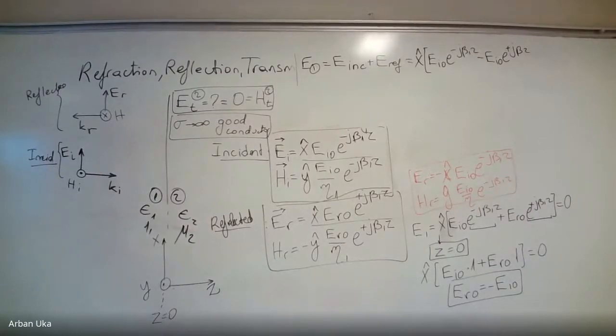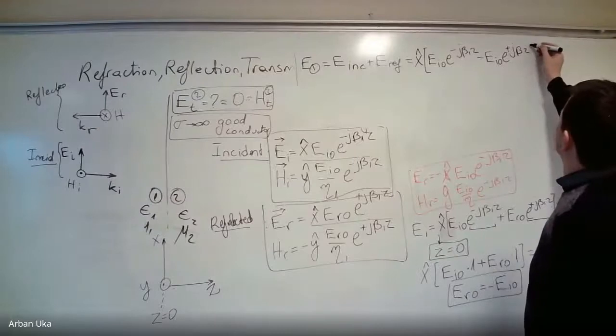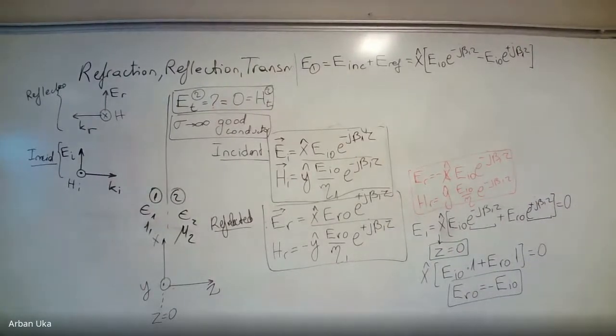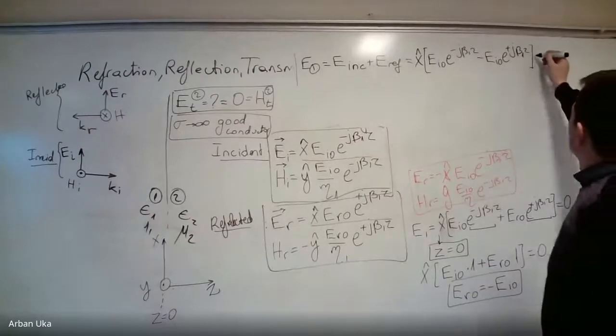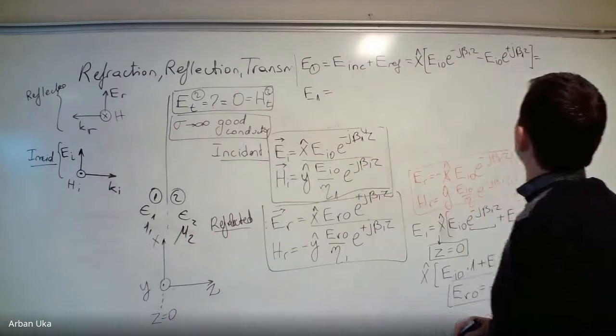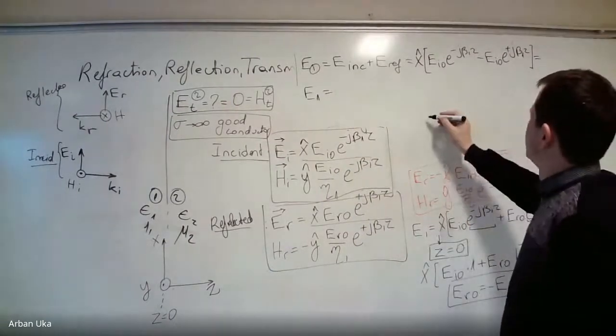So this is what we get, we just need to add these two terms together. And this is again beta 1 because we are in medium 1. And in this case, what are we going to get? E1 would be equal to, so what do we expect here?